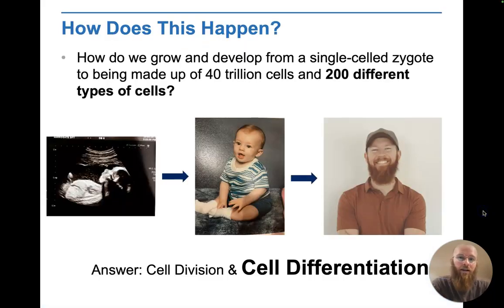So we want to ask, again, the same question that we've been covering so far at the beginning of this unit, which is how do we grow and develop from a single-celled zygote to being made up of 40 trillion cells and 200 different types of cells? And the answer for each part of that: we go from 1 to 40 trillion through the process of cell division. But the one that we're going to be looking at today is how we go from one cell to 200 different types of cells, literally everything that's in your body, via the process of cell differentiation. And we want to explore what that is.